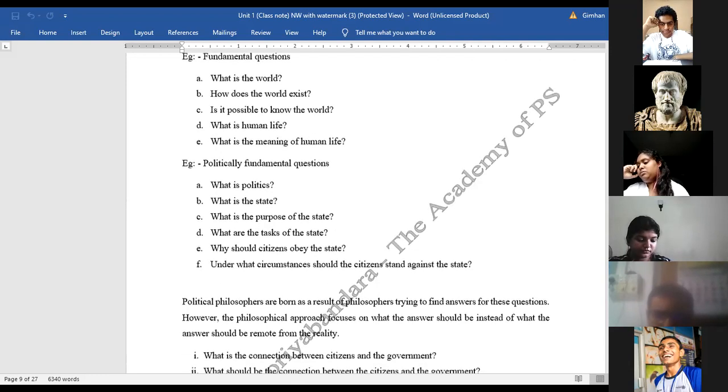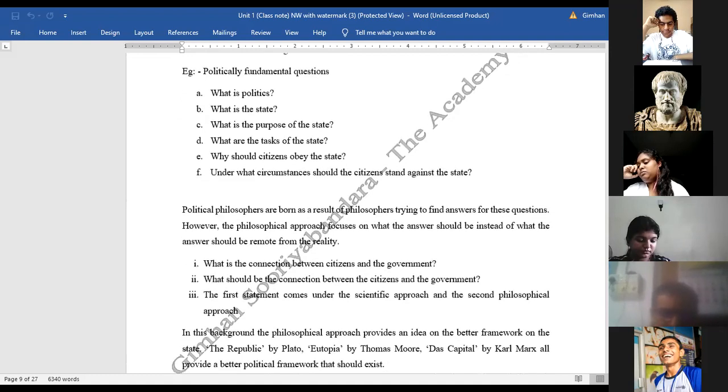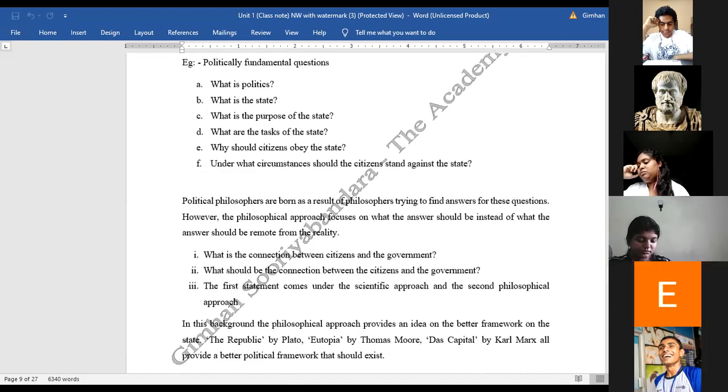Examples of politically fundamental questions: What is politics? What is the state? What is the purpose of the state? What are the tasks of the state? Why should citizens obey the state? Under what circumstances should the citizens stand against the state? Political philosophers are born as a result of philosophers trying to find answers for these questions.